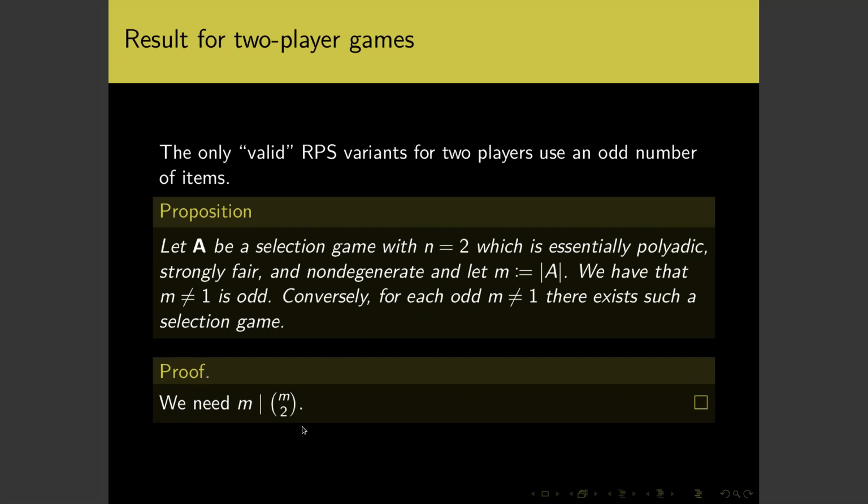And the proof, which I won't go into, is essentially that we need M to divide M choose 2. And if this occurs, then going in the other direction, it is possible for us to manufacture such a basic operation, which is essentially polyadic, strongly fair, and not degenerate. Okay.